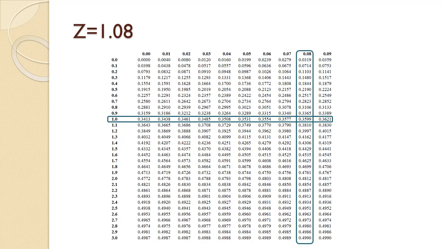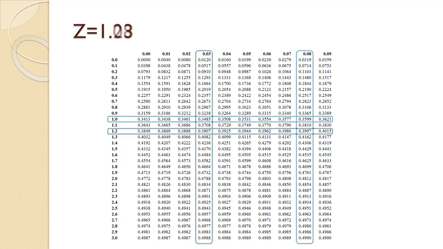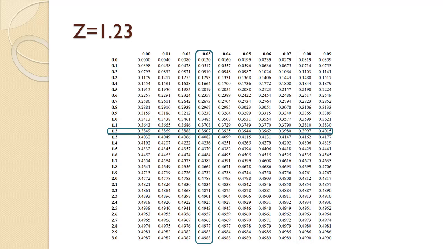A z-value of 1.08 yields a value from the table of 0.3599. Adding 0.5000 yields a service level of 0.8599, or about 86%. Subtracting from 1 yields a stockout probability of 0.1401, or about 14%. A z-value of 1.23 yields a value from the table of 0.3907. Adding 0.5000 yields a service level of 0.8907, or about 89%. Subtracting from 1 yields a stockout probability of 0.1093, or about 11%.